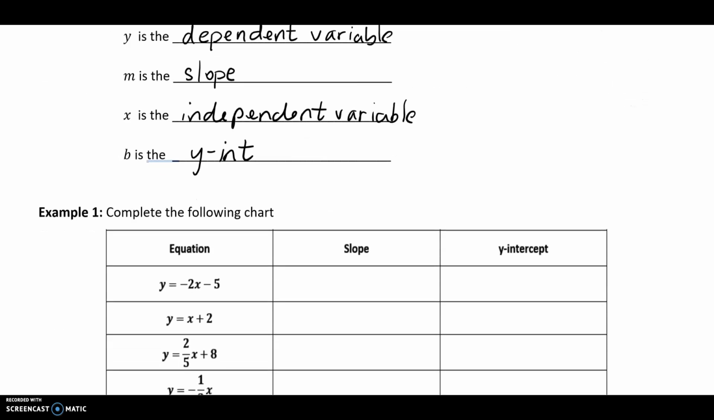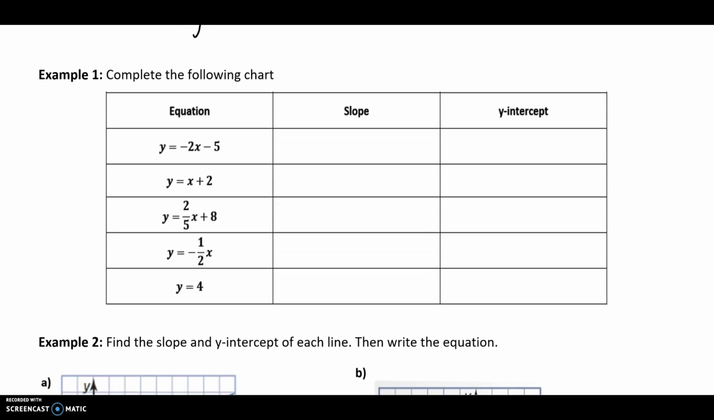We're going to take a look at this chart, and given the equation, we're going to fill in the slope, which is m, and the y-intercept, which is b. So let's remember that the general equation is y equals mx plus b. So my m is going to be whatever is multiplied by the x, and my b is what is being added or subtracted. So my slope for this first equation is -2, and my y-intercept would be -5.